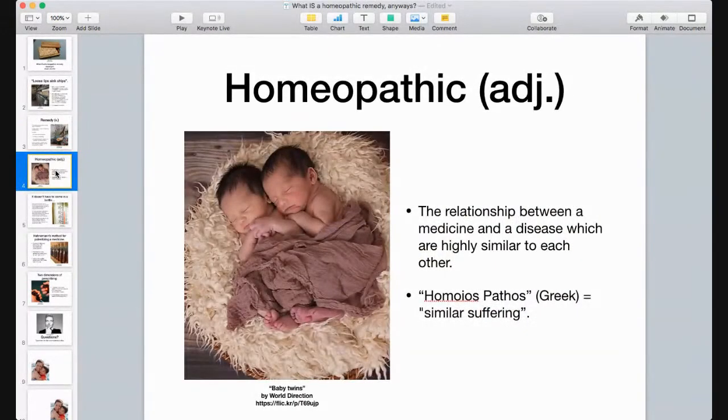Now, to further define our next word, homeopathic, and to be very specific, we are using this as an adjective, and that's important for a reason you'll see in a second. The word homeopathic, as I'm saying here, as an adjective, what it's really describing is the relationship between a medicine and a disease, which are highly similar to each other.